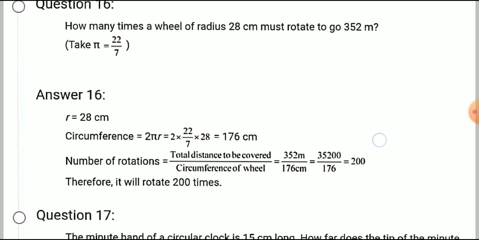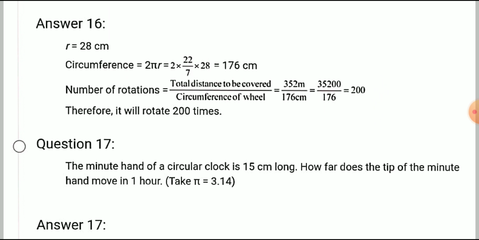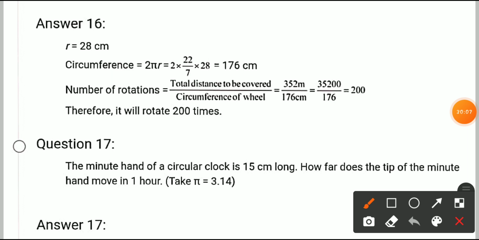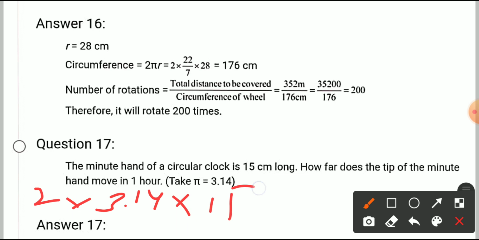Okay. Question number 17. The minute hand of a circular clock is 15 centimeter long. How far does the tip of the minute hand move in 1 hour? How far does it move? So here also you need to calculate the circumference. Radius is given, 15 centimeter, so 3.14 multiply by 2 multiply by 15, then you will get the answer.